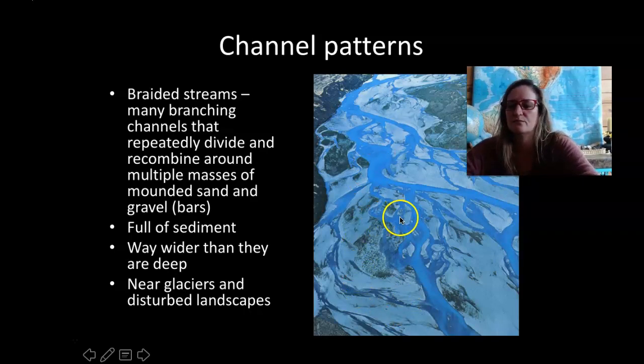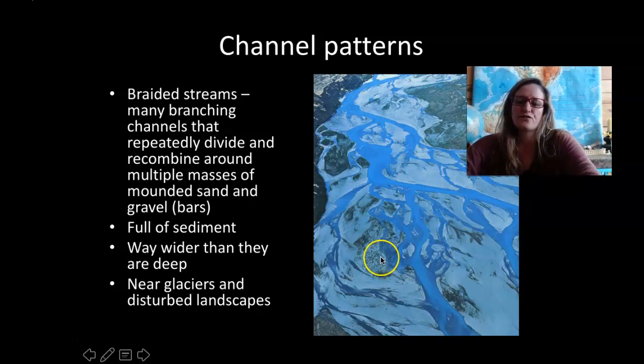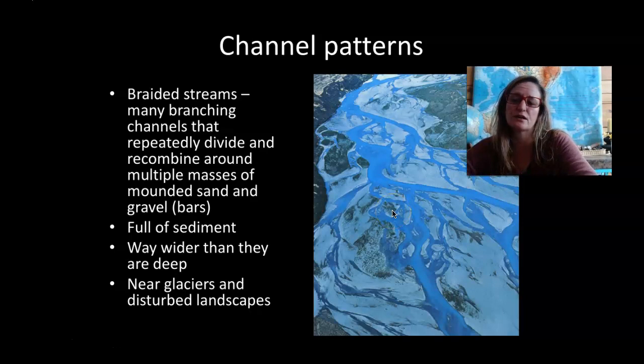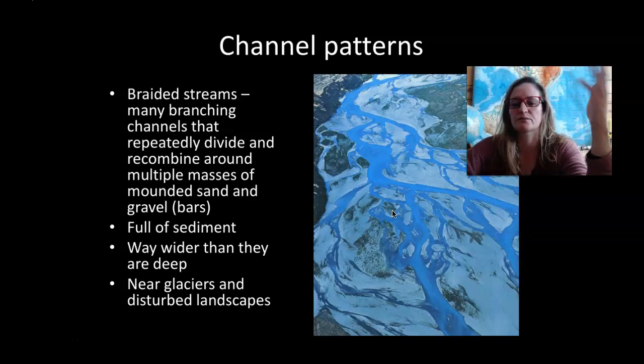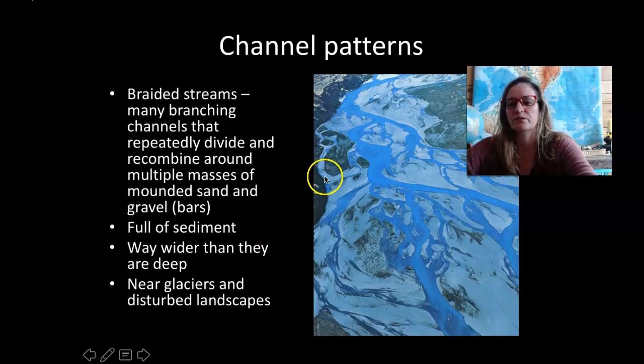So these streams are full of sediment, and that's usually characteristic of a place where there's been disturbance, like a forest fire, but also in areas adjacent to a glacier, where a glacier is grinding up lots of bedrock and making lots of sediment. So the floodplain can be really wide, the stream channel can be really wide, the water's not very deep, kind of slow, and it doesn't meander, it braids through this channel.